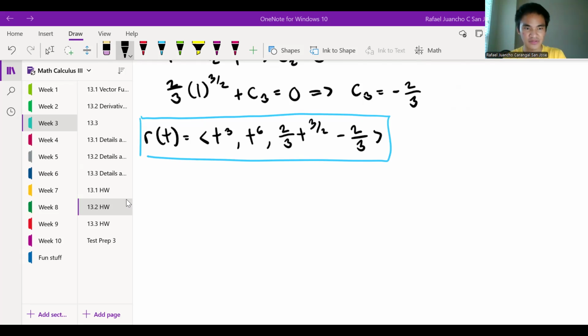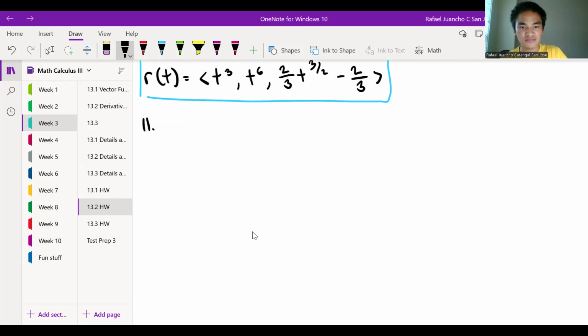Okay, last item for derivatives and integrals of vector functions. So here again, we're trying to find r of t.